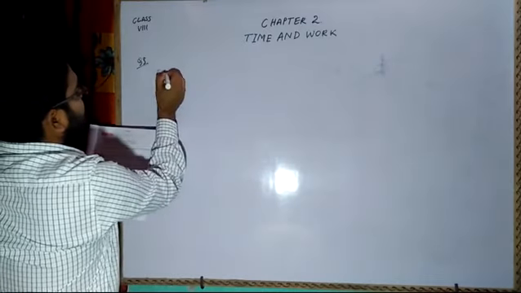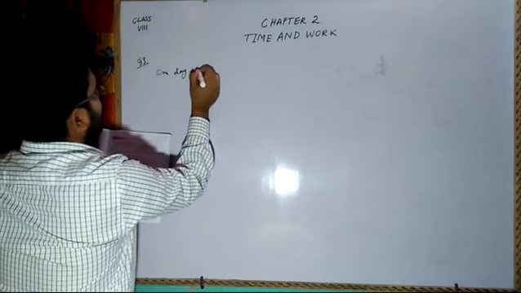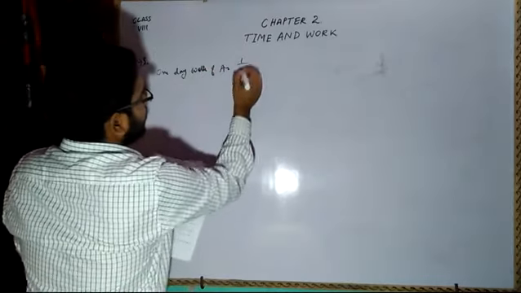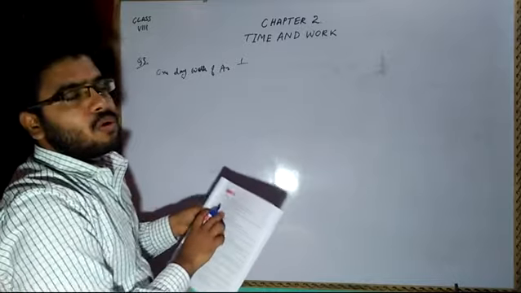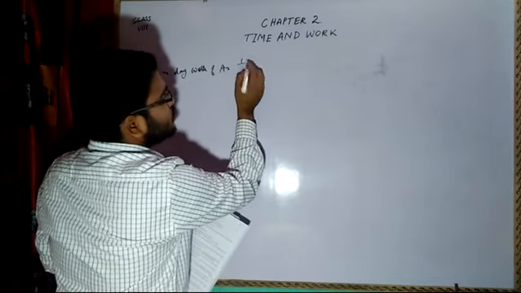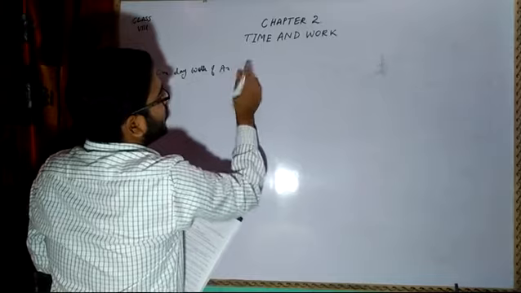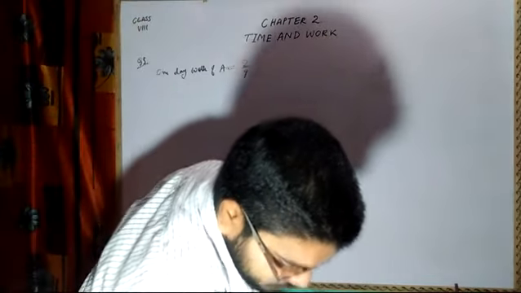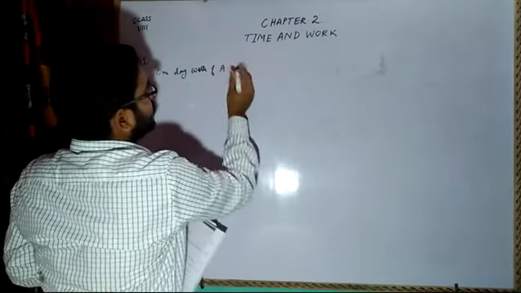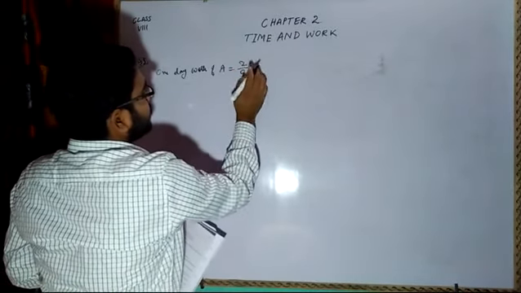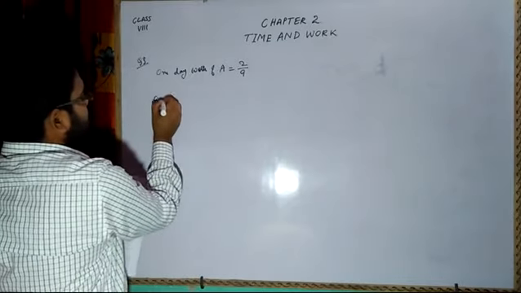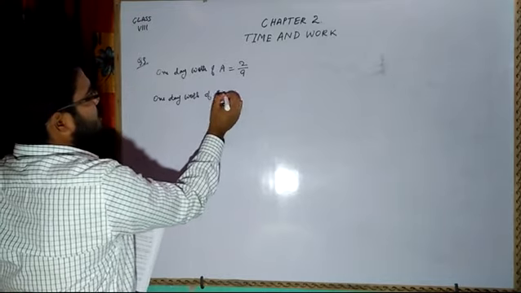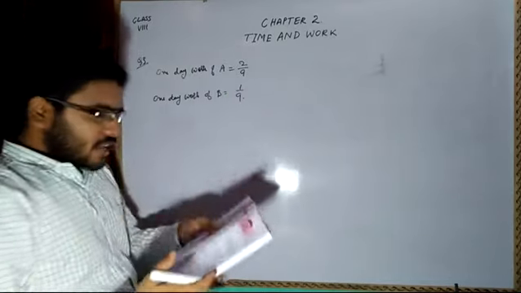So 1 day work of A is equal to 1 by 9 by 2, because 4 whole 1 by 2 is equal to 9 by 2. So it will be equal to 2 by 9. Now 1 day work of B is equal to 1 by 9. Together they are going to finish the work.